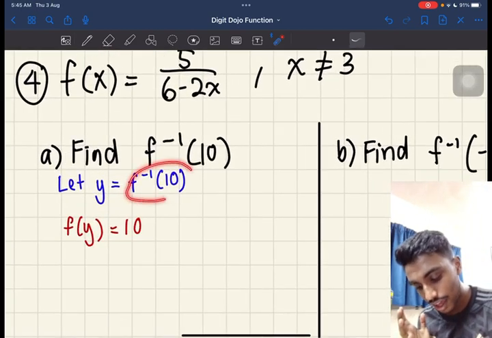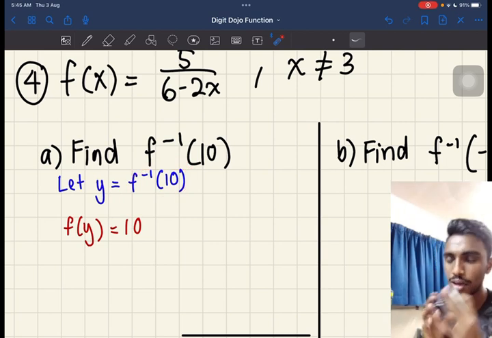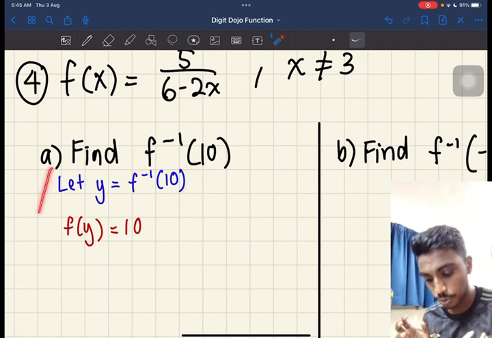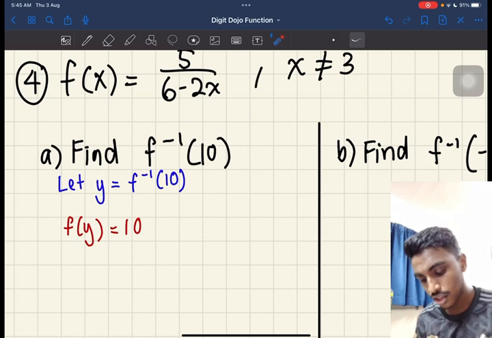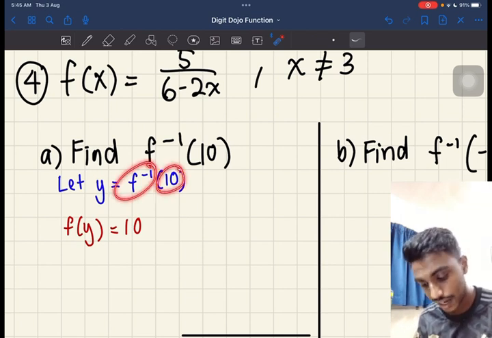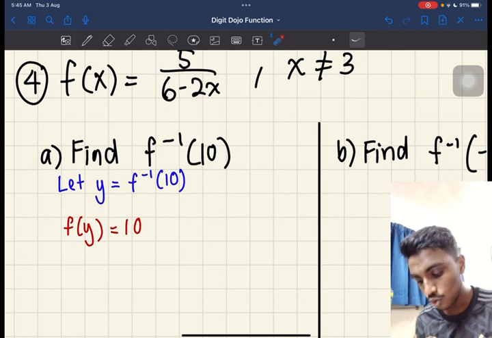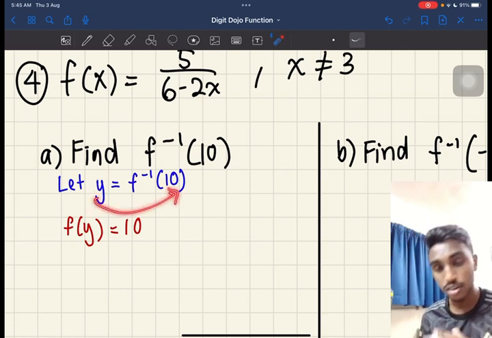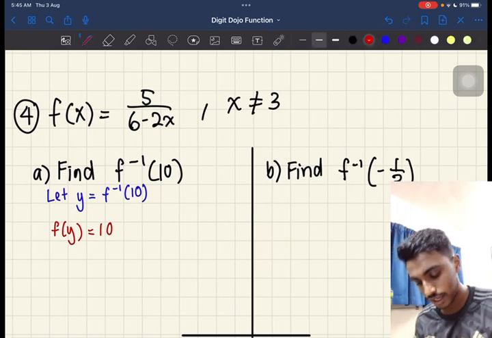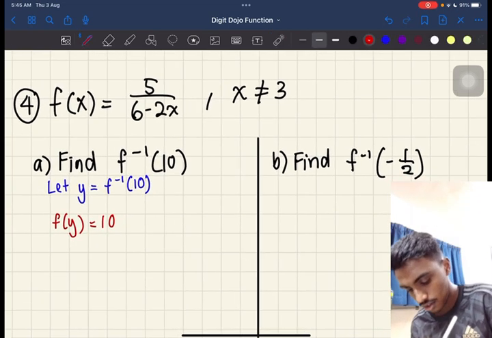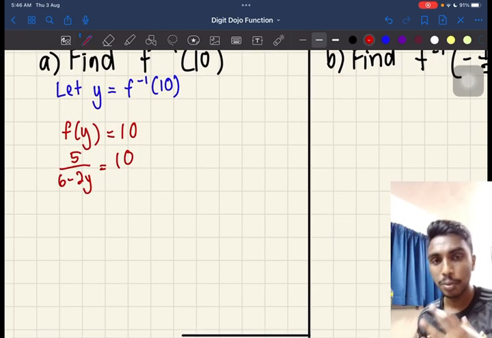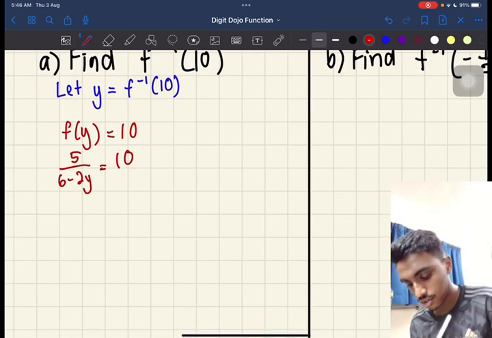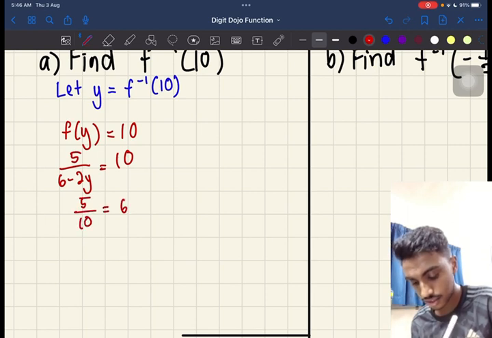The first statement we assume is f -1 of 10 is y. So we put that statement: let y equal the inverse function of 10. Since the inverse of 10 gives y, when you do the function for y, you will get your 10 again. So what is our f(y)? Our f(y) means 5 over 6 minus 2y equals 10. Now your job is to make y the subject. So 5 over 10 is 6 minus 2y.